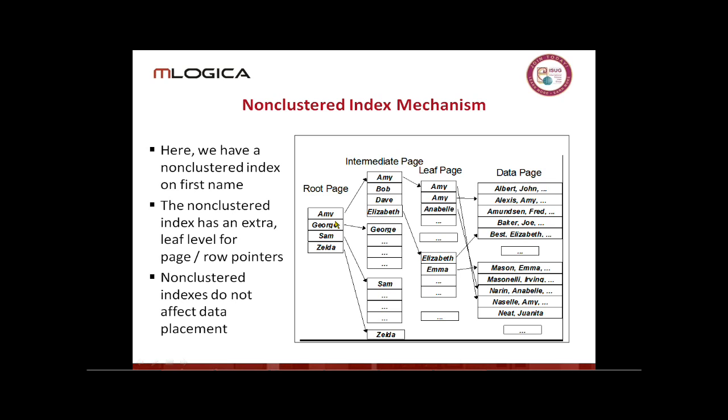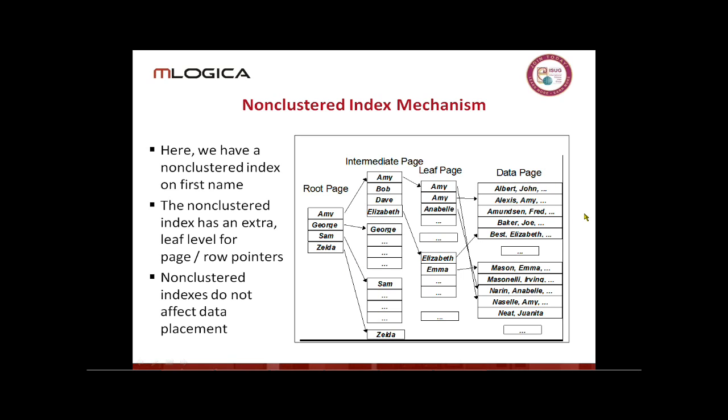Once we've got that, what we're going to do is we're going to make a separate page request. For each of the Amy's there at the leaf page, we're going to request the data page that Amy resides on. Here we have 2 Amy's. We're going to make 2 page requests. Now things start to get interesting.